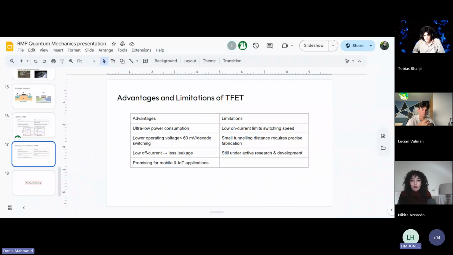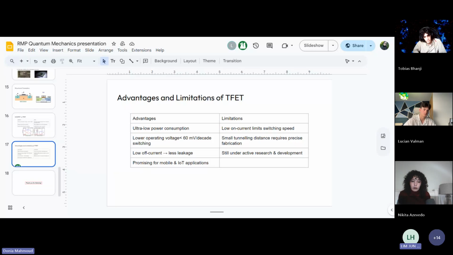And last but not least, I'm going to talk about the advantages and also the limitations of the TFET. As for the advantages, it consumes ultra low power supply, and it could operate at a voltage lower than 60 millivolt per decade switching. It has low off current, hence less leakage, and is promising for mobile and IoT applications. As for the limitation, it has low on current, which limits switching speed.